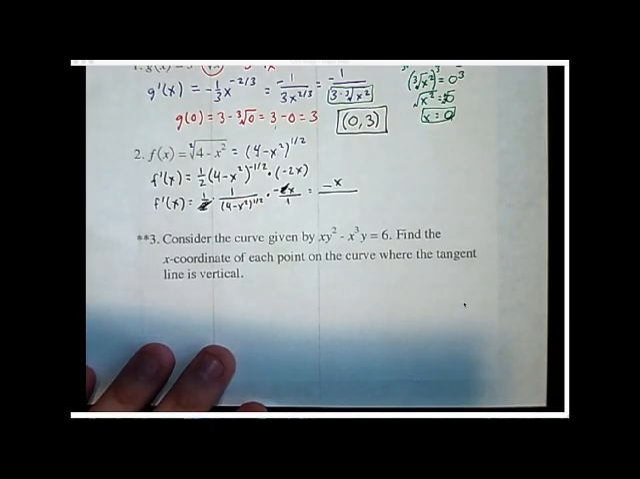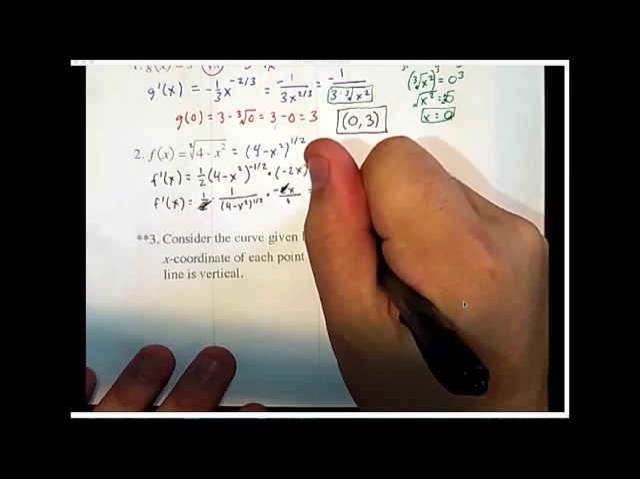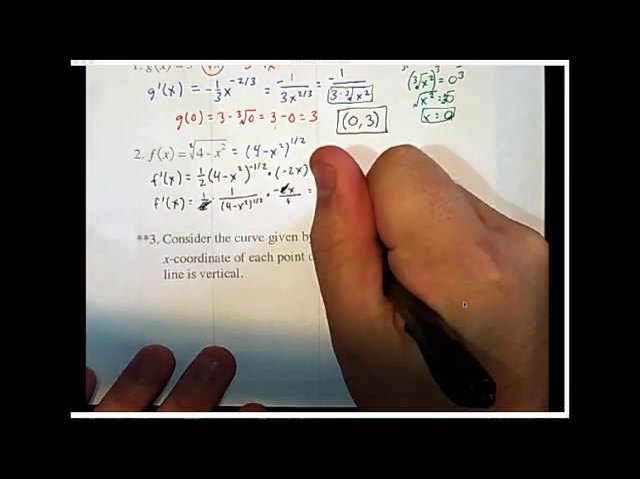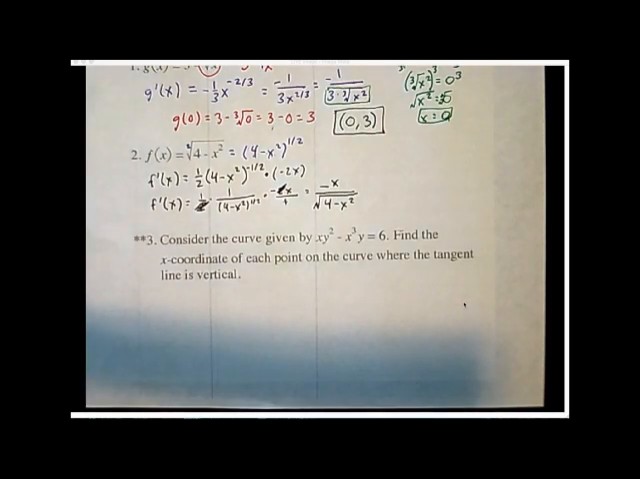And on the bottom, all you have is this 1 times this thing. But we can rewrite that as simply the square root of 4 minus x squared. So that's what the derivative is.